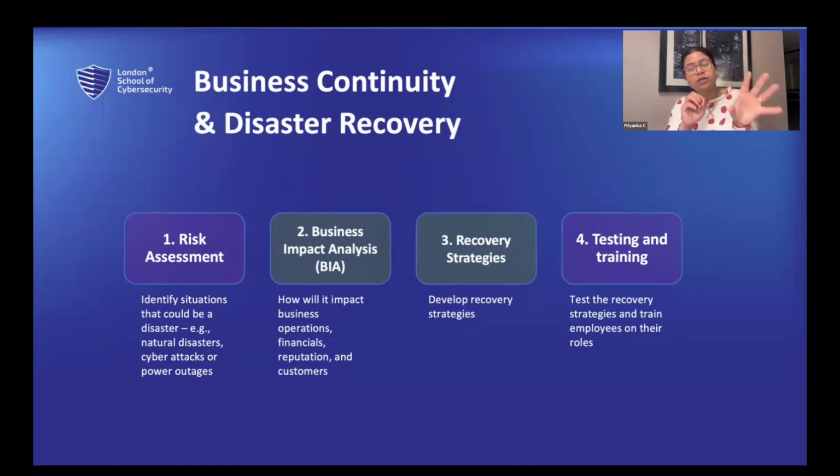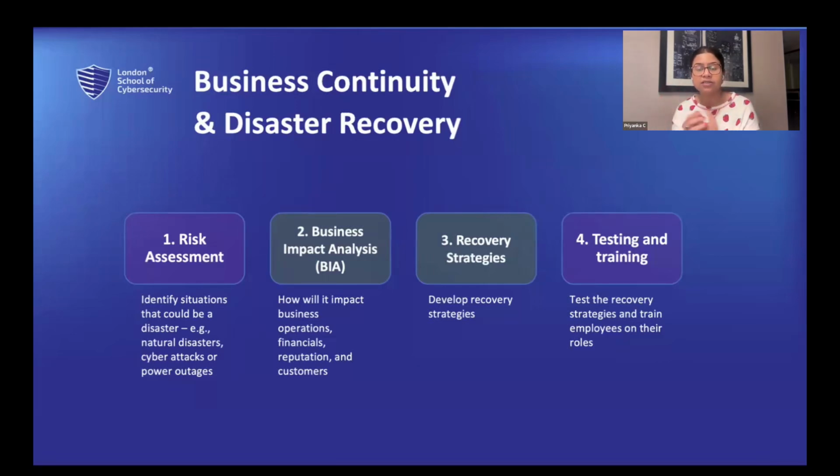Now, once you know what your disaster is and what the impact could look like, you go on to defining the strategies for recovery, or the recovery strategies. This is where you would define that if my CEO dies, this is going to be the impact. I need to have a plan for an interim CEO, for example, right? So that is your recovery strategy.